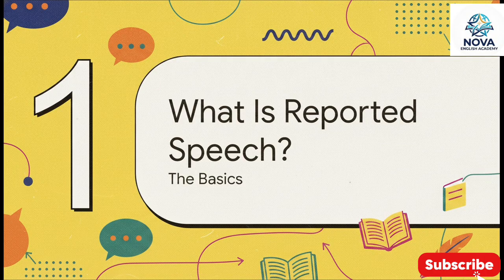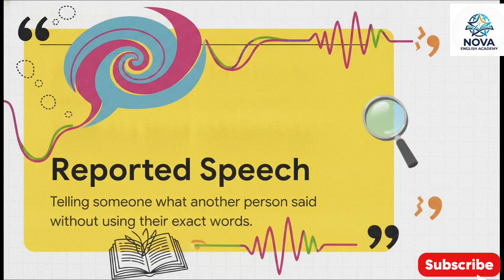What exactly is reported speech? Basically, reported speech is telling someone what another person said, but without acting like a human tape recorder. You're not using their exact words or those clunky quotation marks. It's the elegant solution that keeps our stories flowing smoothly. Without it, we'd constantly have to pause, make air quotes, and recite dialogue like we were reading from a movie script. Reported speech lets us seamlessly weave someone else's thoughts right into our own sentences.